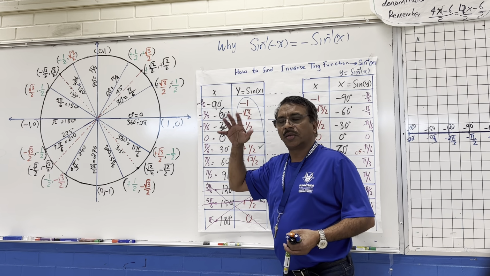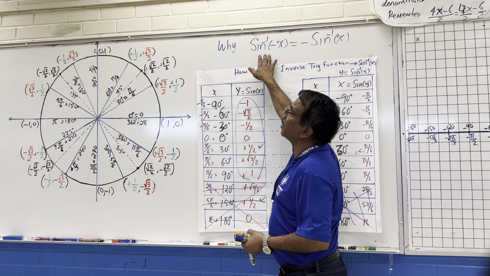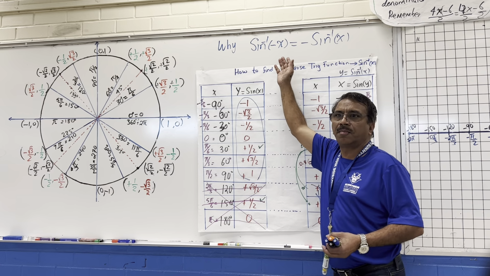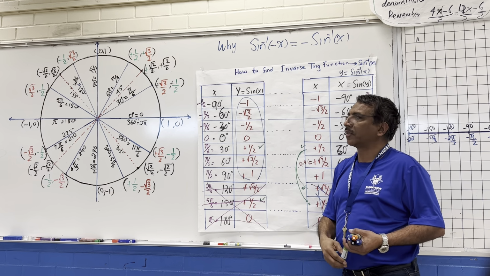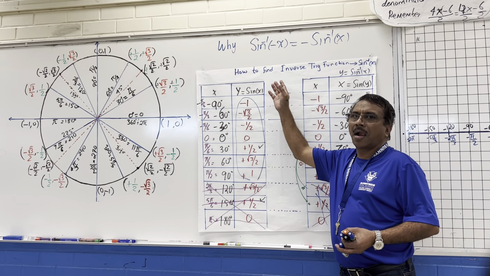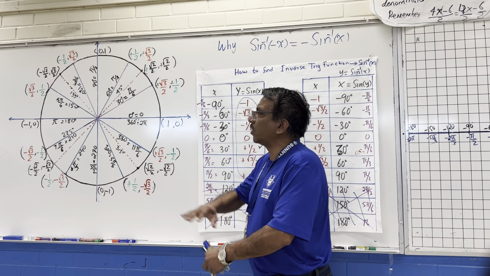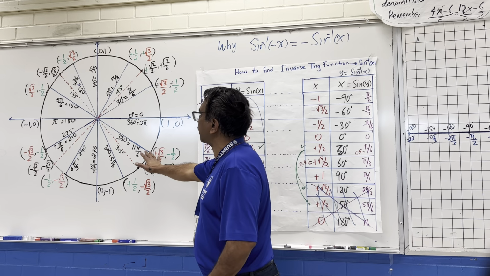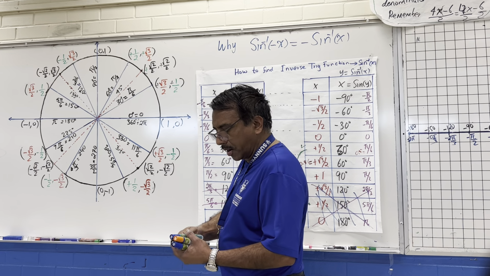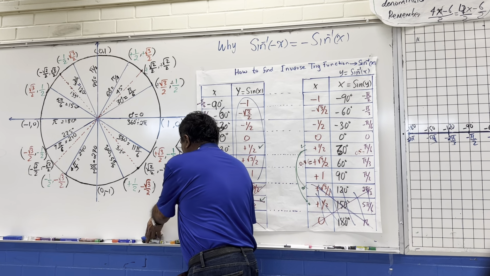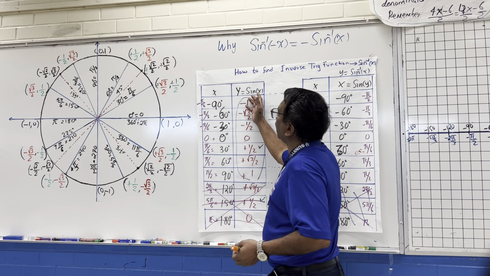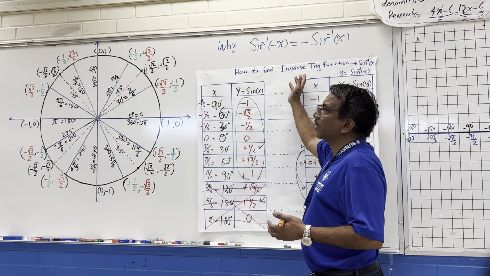Today I want to show in this video why sine inverse of negative x is minus sine inverse of x. In order to prove that, last class we saw using the unit circle, and you can clearly see the y coordinate. With the help of the y coordinate, I try to create how to find the inverse trig function.